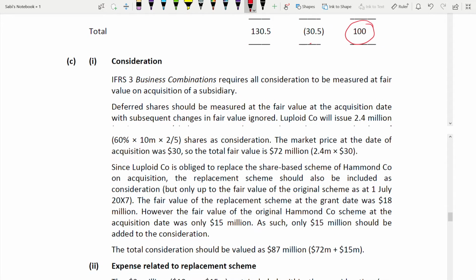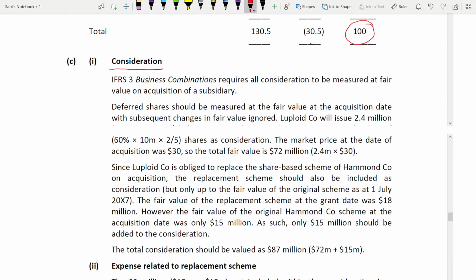Consideration. Okay, always keep a subheading to your answer. Always. So when you're talking about consideration, which standard are you talking about? You need to mention a standard. You just cannot say a consideration will be like this. Everything has a standard behind it, explaining that in this standard you have to calculate it this way.